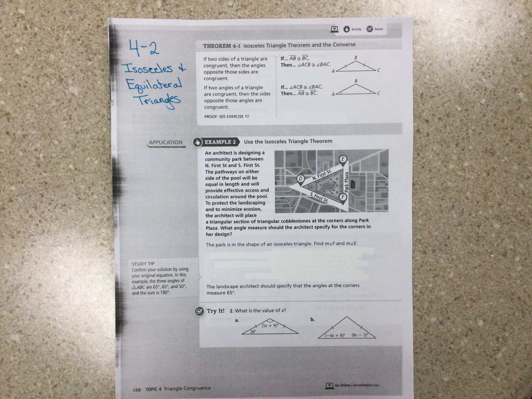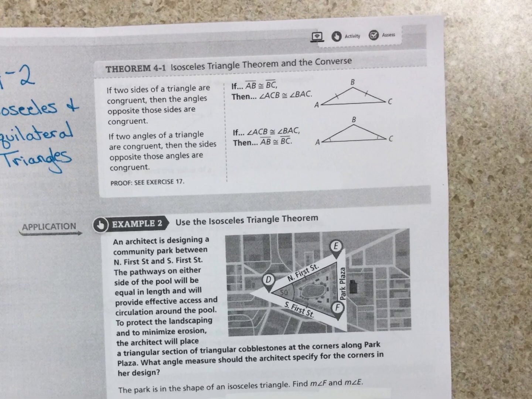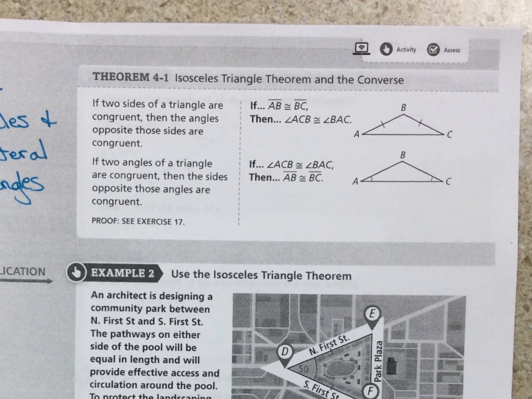Okay, so 4-2 is isosceles and equilateral triangles. So an isosceles triangle: if two sides of a triangle are congruent, then the angles opposite those sides are congruent. We call these the legs. The two legs are congruent, and the two base angles are congruent.